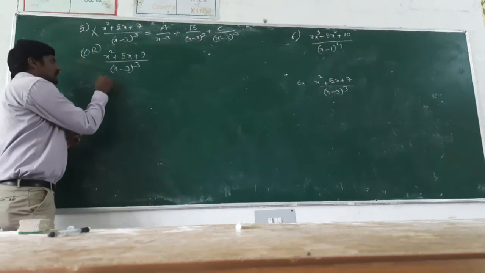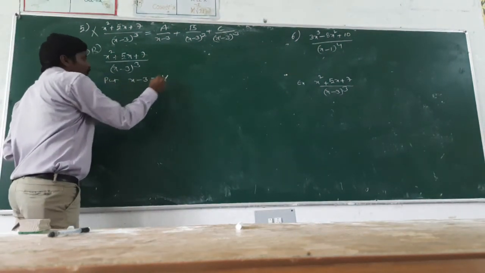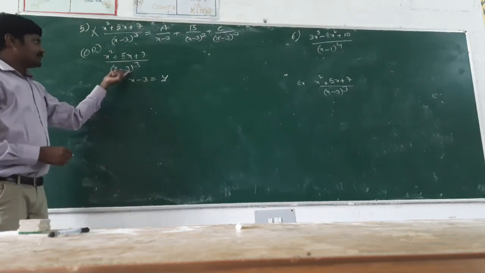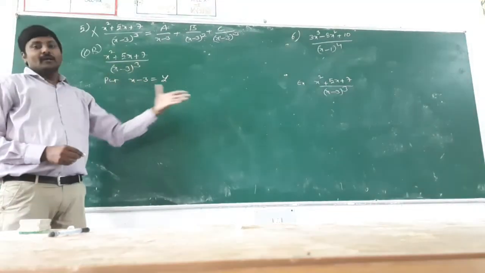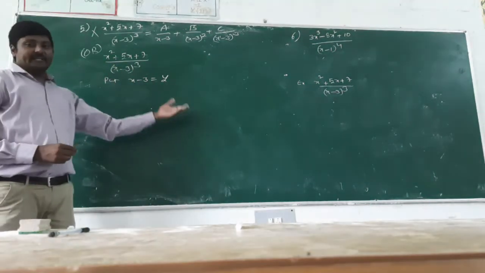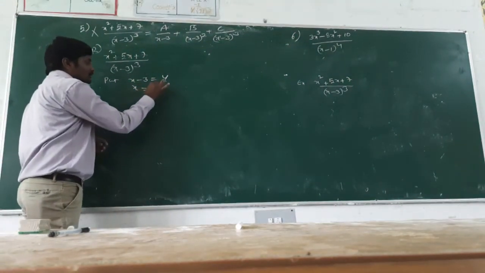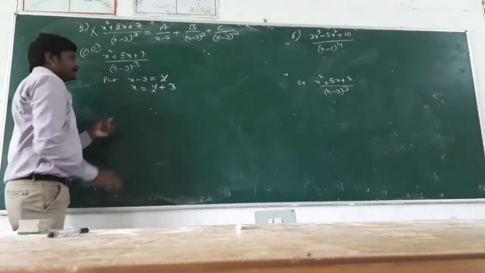In this method, put x minus 3 is equal to y. The whole factor that is in g of x, we should take it as y, or t, or any constant. Here we find x is equal to y plus 3.